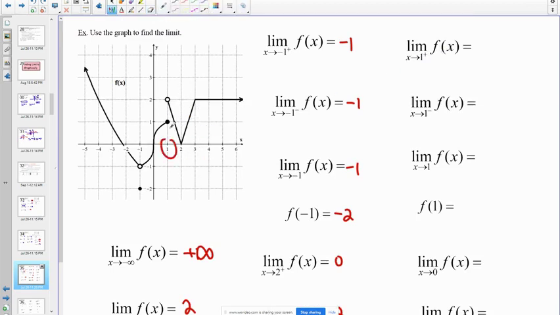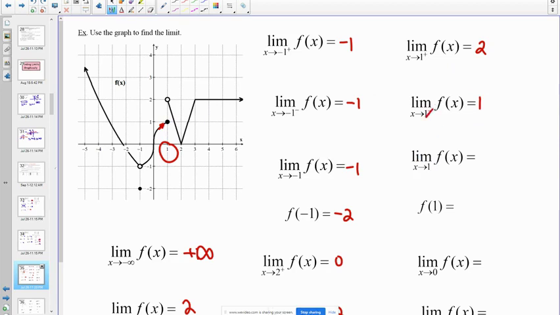Okay, what about the limit of f of x as x approaches 1 from the right? So here's my 1. I need to get to the right of 1. What y value am I approaching? 2. Okay, what about to the left of 1? As I get close to the 1 on the left, what y value am I approaching? 1.